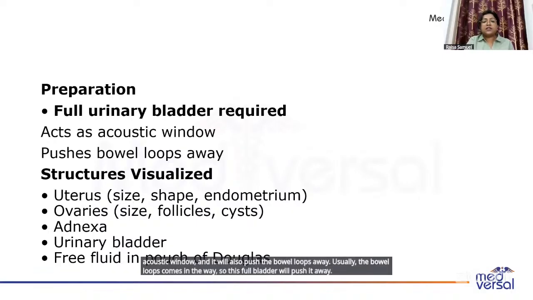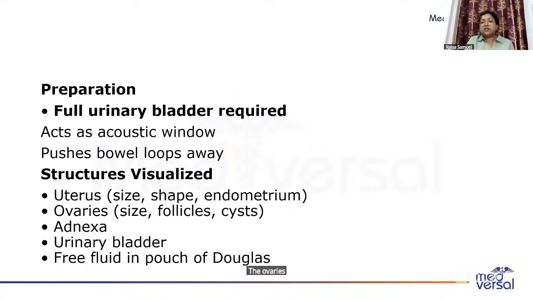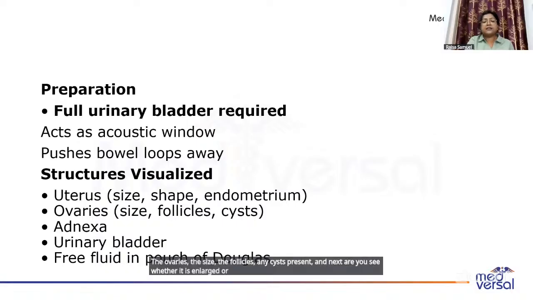What are the structures that you see? Uterus, you look for the size, the shape, the endometrium, the ovaries, the size, the follicles, any cyst is present. Adnexa, you see whether it is enlarged or whether any adnexal mass is there. Urinary bladder, and you always look for free fluid in the pouch of Douglas.